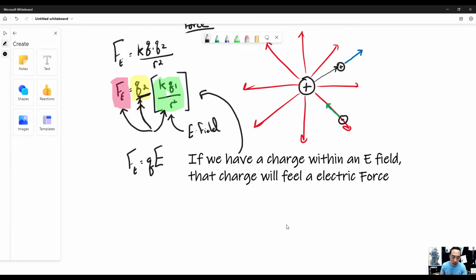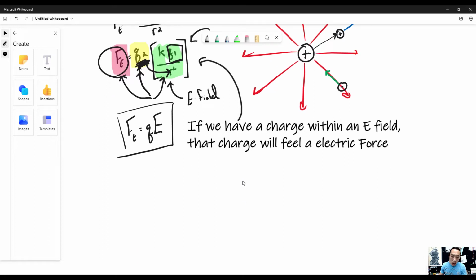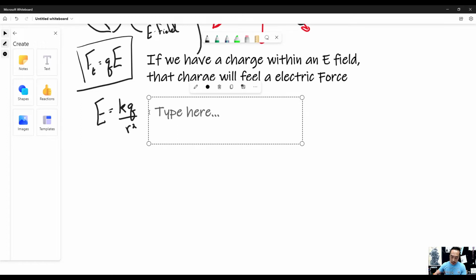So if we have a charge, which is Q2, within an E field, and this E field is produced by Q1, right? Q1 is producing the E field, and Q2 is a distance r away from it. Q2 will feel an electric force, and a simpler way of writing that is that formula there. Now that we broke down Coulomb's law even further, we can come up with the formula for the E field. So E field is Coulomb's constant, Q, which is the charge producing the field, all divided by r squared. So if I were to come up with a statement, we can write it like this.